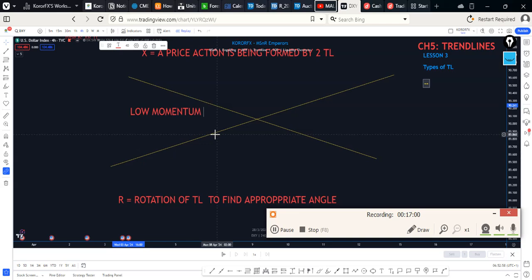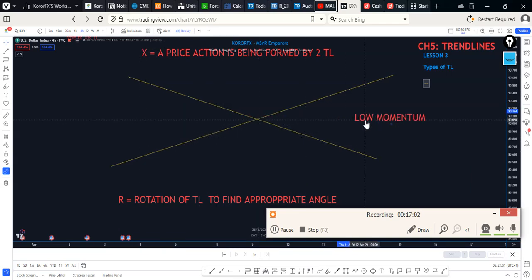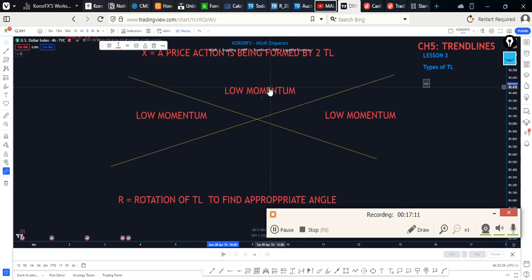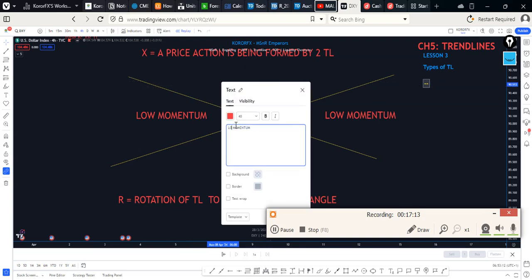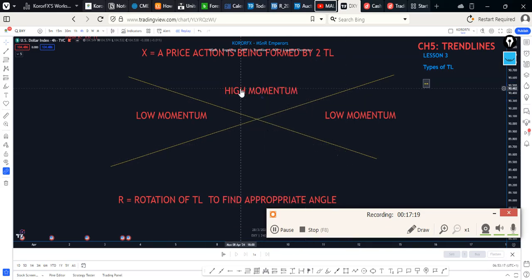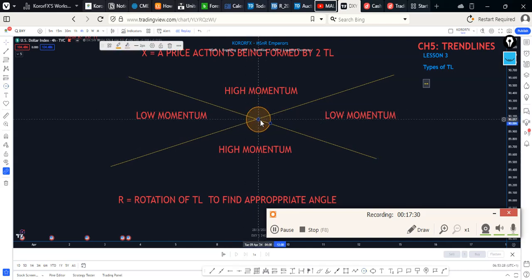And the right angle here is also giving us a low momentum. So here is where we get the high momentum. This angle will give us a high momentum, and this will give us a high momentum. So the point where the cross happened is the decisional point where we get the high momentum. That means whenever price touches this angle point, this crossing point, it will give a high momentum.